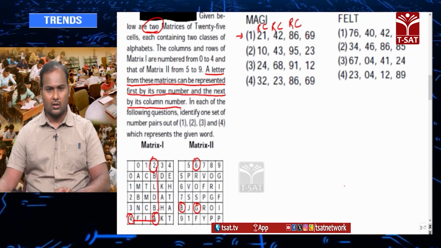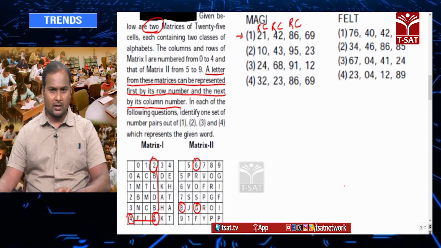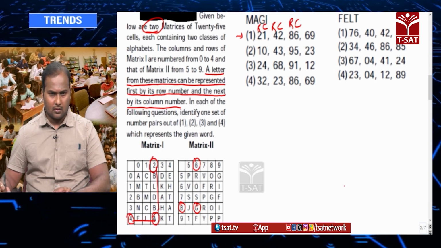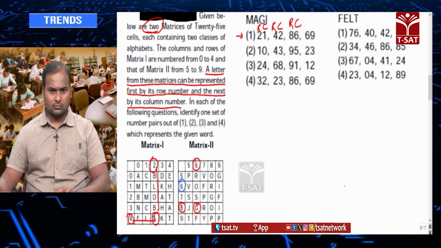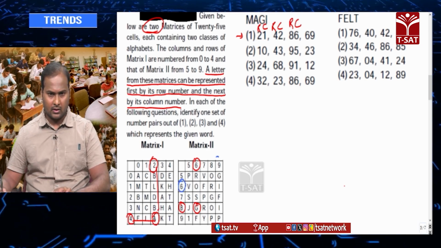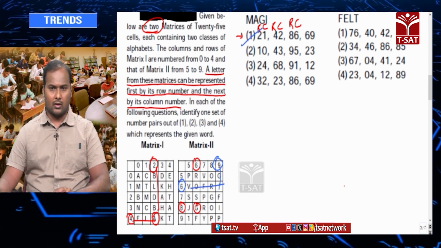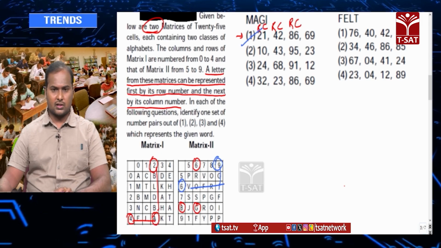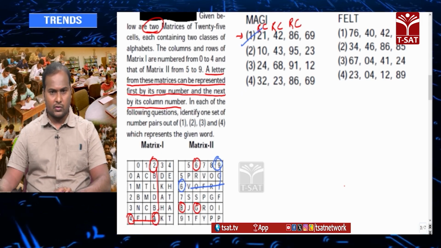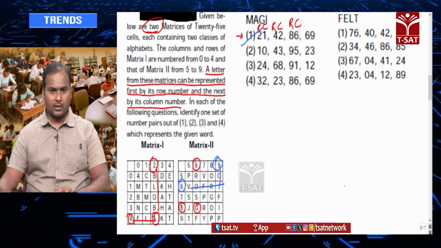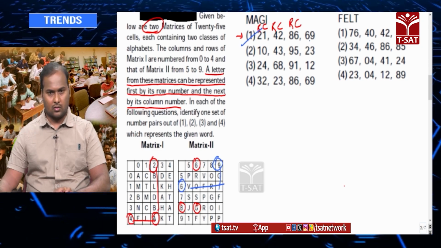Next 6, 9. So is 6, 9 representing I or not? Check it. 6 is the row and 9 is the column. It is representing what? I. So your answer is option 1 directly. So that's how, from the options, you need to check whether these letters are represented by the option numbers or not.